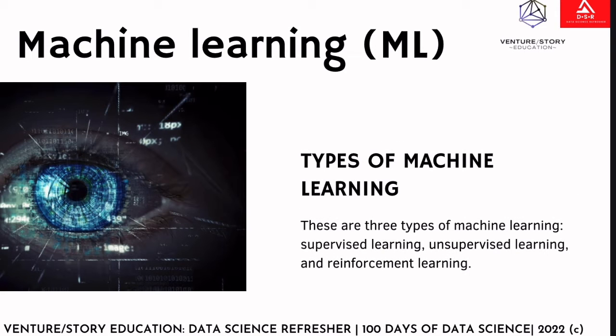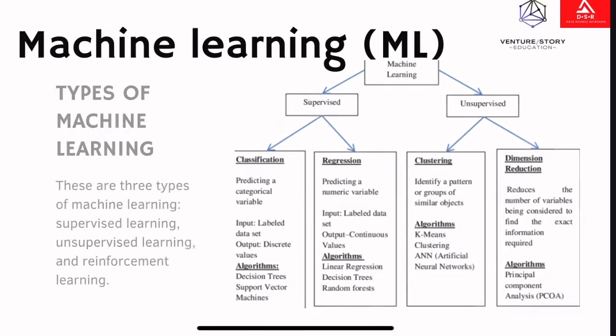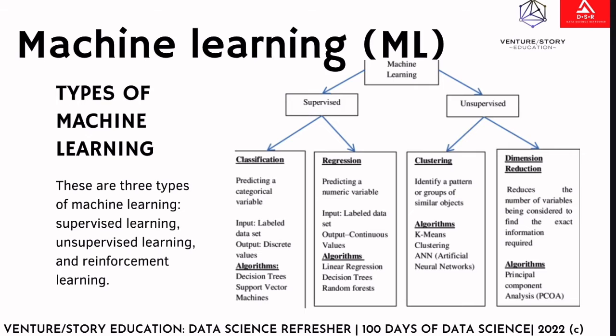Machine learning. What are the various types of machine learning? There are majorly 3 types of machine learning: supervised learning, unsupervised learning, and reinforcement learning. As you can see in this slide, machine learning is divided into 2 major parts, supervised and unsupervised. In supervised, we have 2 major parts, classification and regression, and in unsupervised we have clustering and dimension reduction.